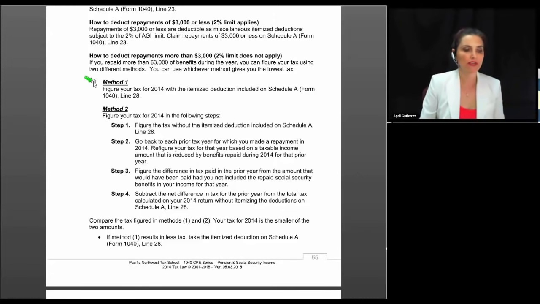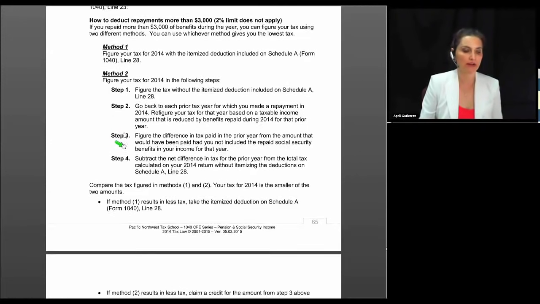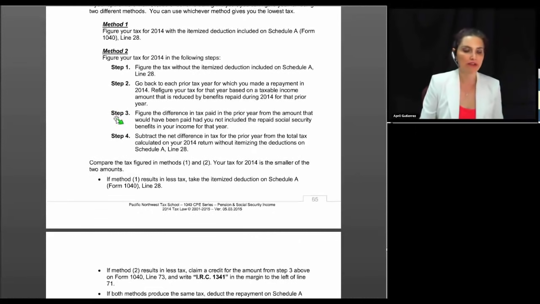So there are 2 different methods to claim a tax benefit from a repayment in excess of $3,000. Under method number 1, you figure your tax for 2014 with itemized deductions included on Schedule A, line 28, not subject to the 2% limit. Under method number 2, you figure your 2014 tax in the following steps. Figure tax without itemized deductions on Schedule A, line 28. Then go back to each prior year for which you made a repayment of those benefits and refigure your tax for that year based on a taxable income amount that is reduced by the benefits repaid during 2014 for that prior year. Figure the difference in tax paid for that prior year from the amount that would have been paid had you not included the repaid Social Security benefits in your income for that year.